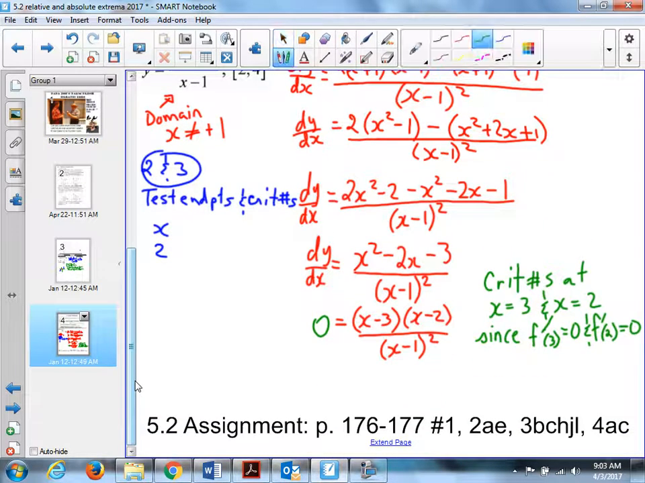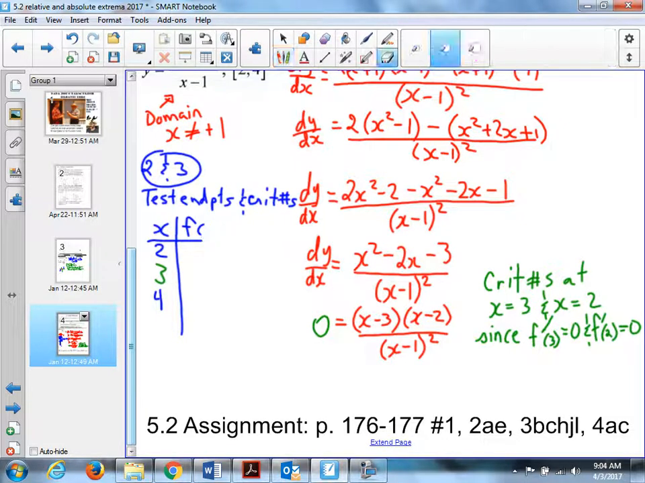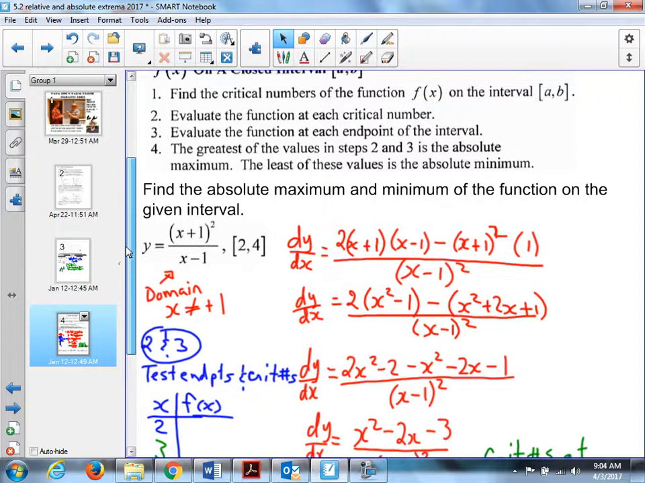So 2 is already written down. 3, and then 4 is the other endpoint. So it's not that you do them in integer order, like counting 1, 2, 3, 4, 5. It's strictly just test the critical numbers and the endpoints. Okay? So then, in the original function, not the derivative, because we know these give us zeros. What is the original function's value? And we'll see quickly which is the maximum and minimum value.